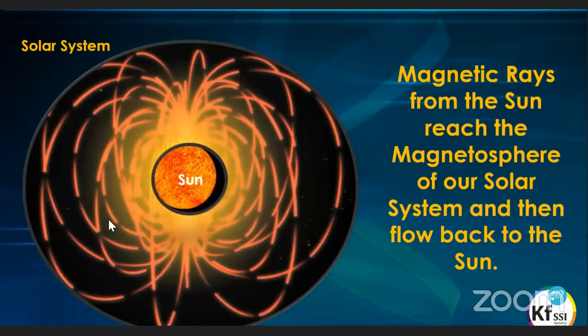So one has to take a view that our solar system operates just like a smaller plasma. And when the magnetic rays from the sun reach the magnetosphere of our solar system, it then flows back into the sun. And we've got obviously the different planets in different positions within that solar system. But essentially the magnetic rays are traveling from the central sun out and back in again.